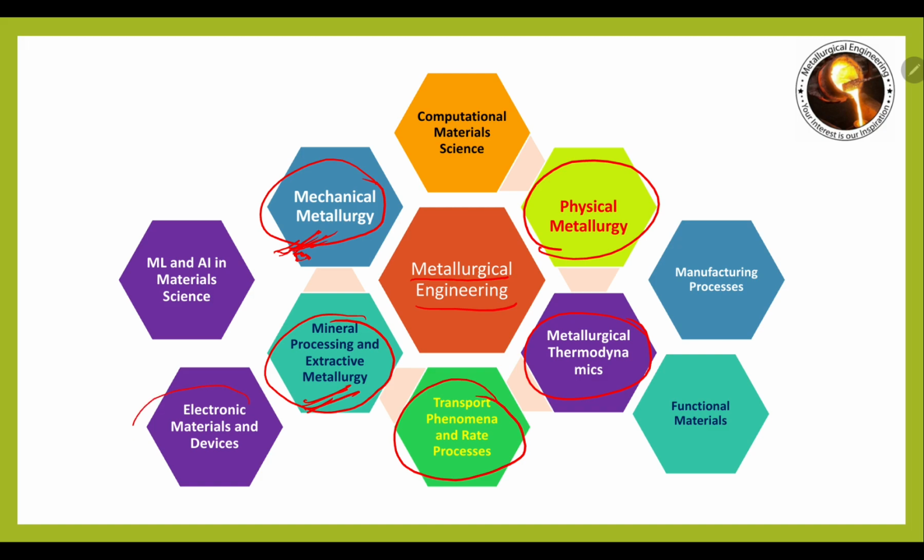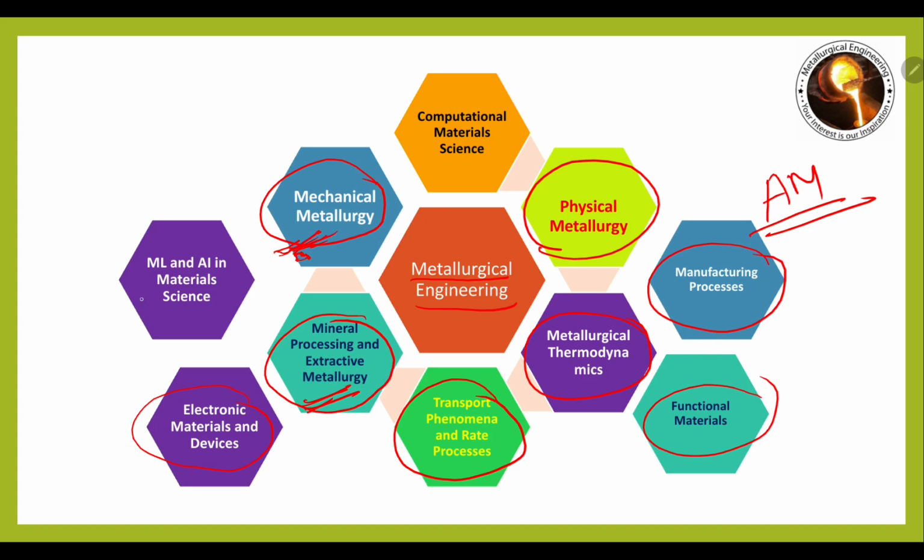Then we have electronic materials and devices, like the semiconductor area. Then we have functional materials. Then we have manufacturing processes, such as casting, forging, extrusion, rolling, sheet metal forming, and welding. And a new exciting research field in manufacturing processes is additive manufacturing. We will discuss this in later slides.